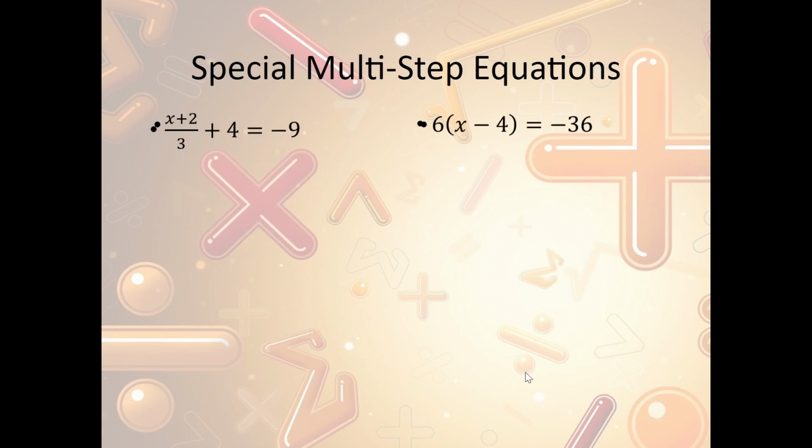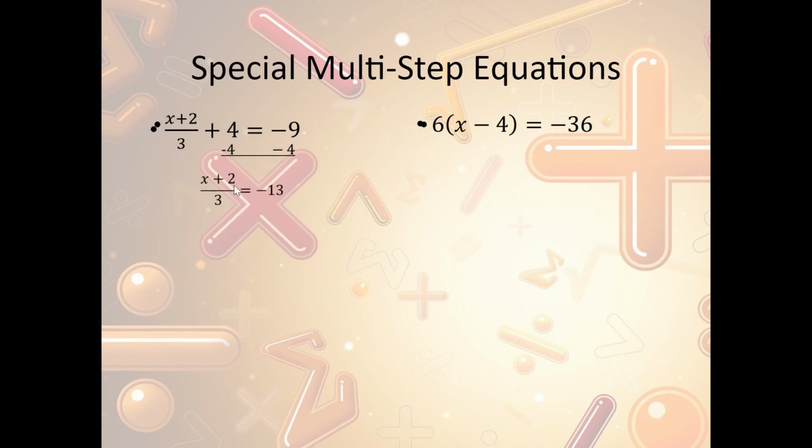So let's look at a couple of examples here. We have x plus 2 over 3, plus 4, is equal to negative 9. So I'm going to get rid of whatever's furthest away first. Well, this 2 is grouped with it. The 3 is kind of grouped with it as well. The 4 is floating, so I'm going to get rid of that first. So I'm going to subtract 4 from both sides to undo the addition of 4. So what I'm left with is x plus 2 over 3 is equal to negative 9 minus 4. Well, negative 9 minus 4 is negative 13.